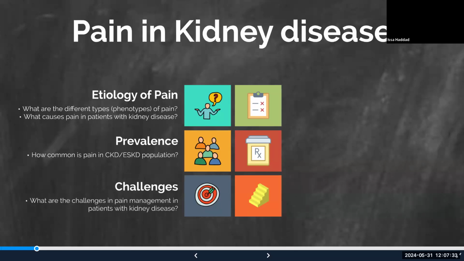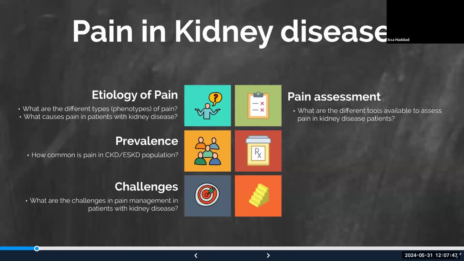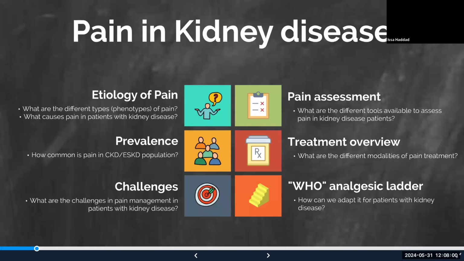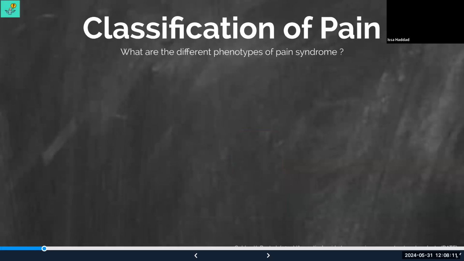What are the challenges in pain management that we as nephrologists face when we have complaints of pain in patients with kidney disease? What are the different tools, or if there are any tools available specifically for CKD patients or kidney disease patients in general to assess pain? And we're gonna concentrate more on the treatment and the different modalities of pain treatment. And after all, we're gonna highlight the WHO analgesic ladder, as you all know, and how we can adapt this to be compatible with patients with kidney disease.